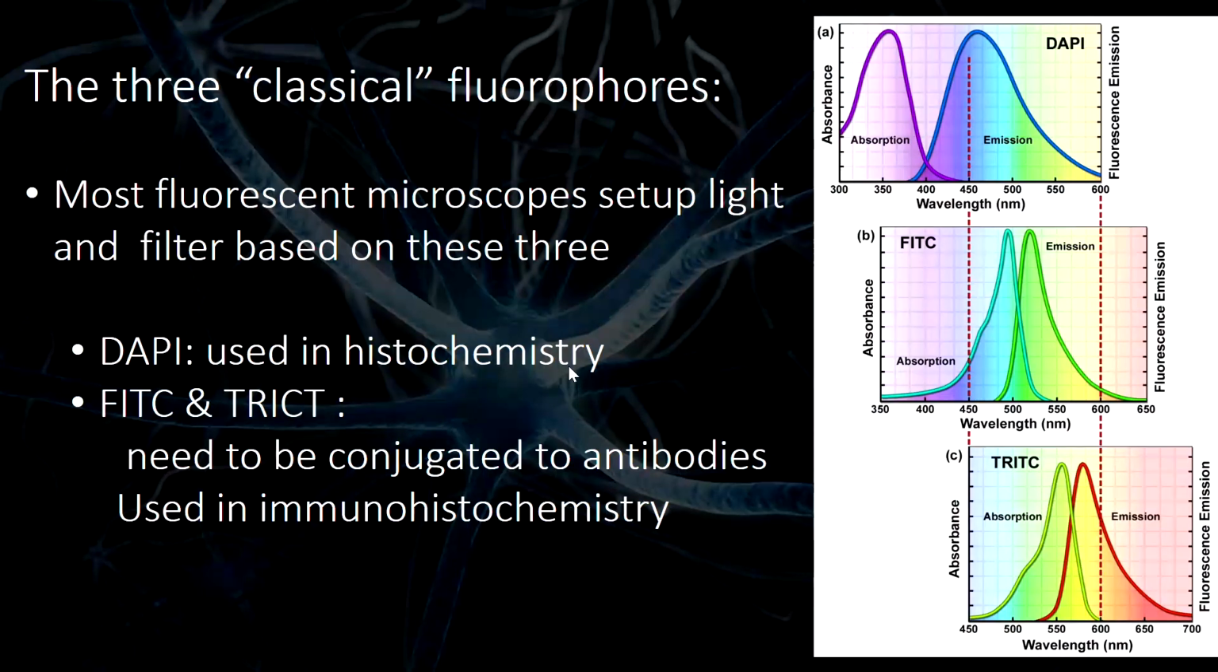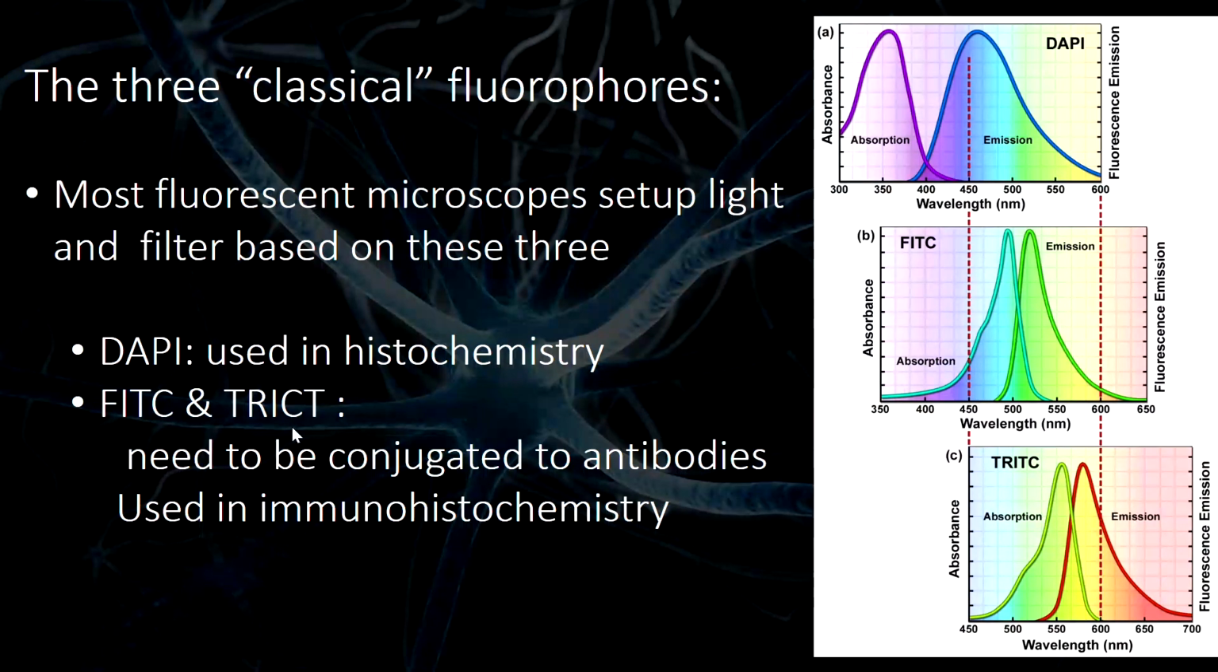Okay, so let's talk about the classic fluorophores. Most fluorescent microscopes will set up the light and the filters based on these three classic fluorophores. So the first one is DAPI. That's used in histochemistry a lot. We're going to talk about how DAPI works in a second. And then FITC and TRITC. So this is the excitation and emission light for FITC and TRITC. They have to be used together with antibodies, and they can be used in immunohistochemistry. So if you incubate your tissue with FITC or TRITC, they are not going to stain your tissue.